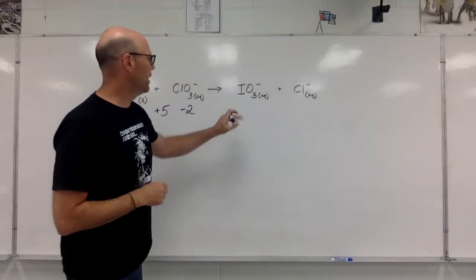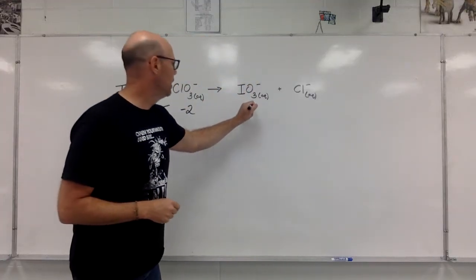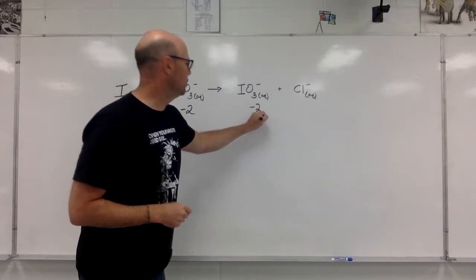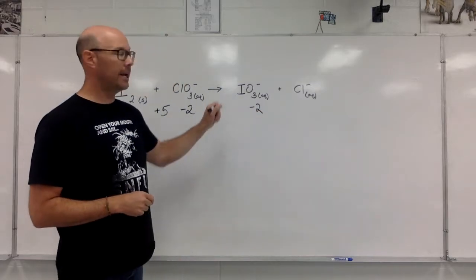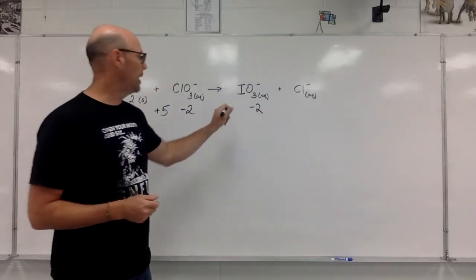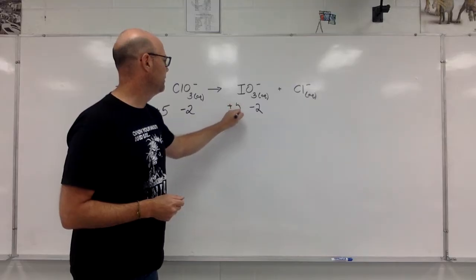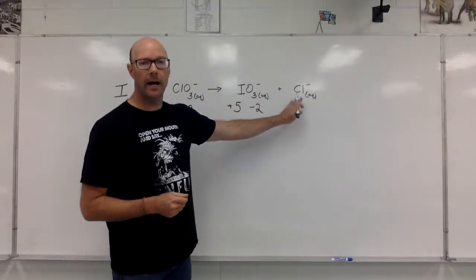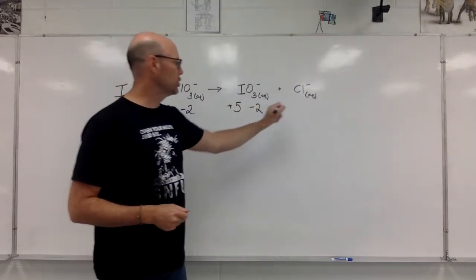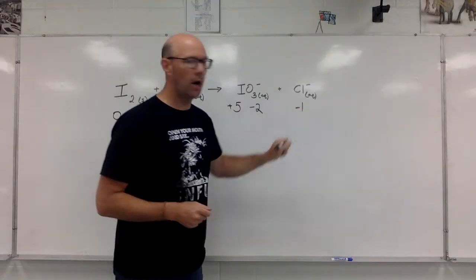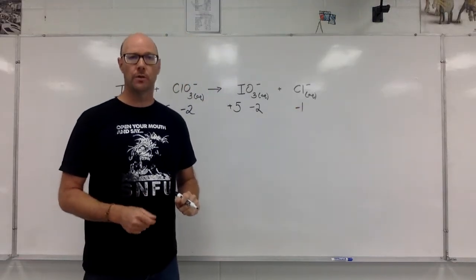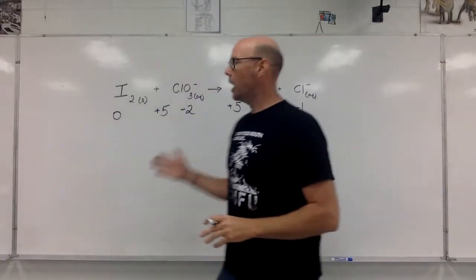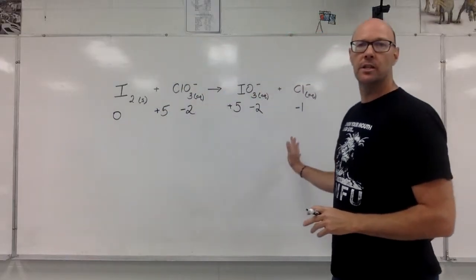On the product side, IO3 negative, the oxygen is -2. That means the iodine, just like the chlorine on the other side, is a +5. And these chloride ions, it's a simple ion. I can see the charge. The oxidation number matches the charge. First step, assign oxidation numbers to everything.